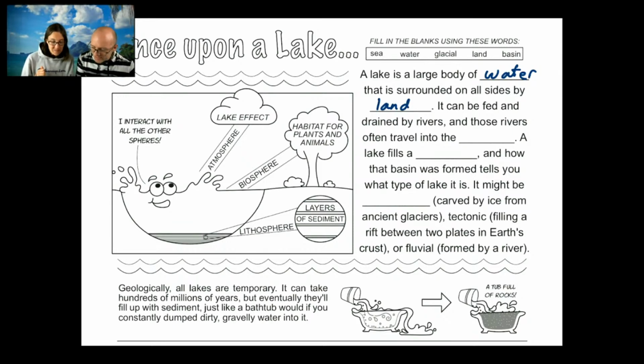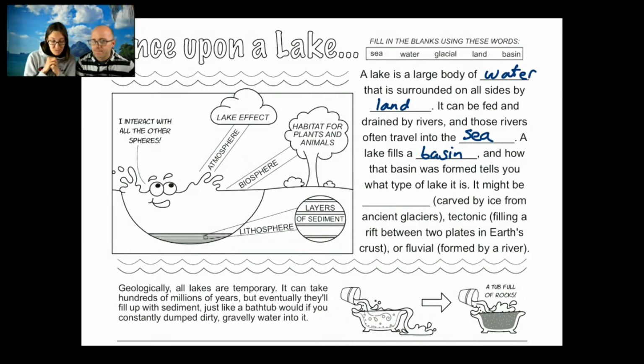Oh, I was looking for the word inlet. So inlet is the water coming in. Outlet is the water going out. Yes. Right. They travel into a lake, which fills a basin. And rivers will often travel all the way to the sea. Oh, gotcha. So it can be drained by rivers, which will then go all the way to the ocean.